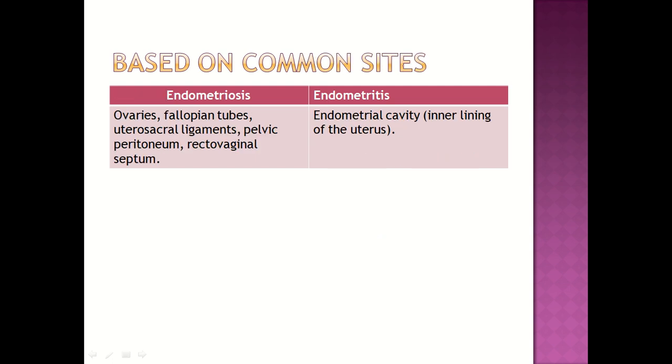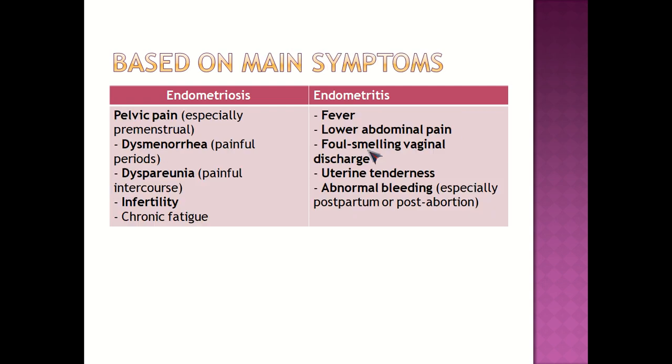Based on common sites, endometriosis occur on the ovaries, fallopian tubes, uterosacral ligaments, pelvic peritoneum, rectovaginal septum, while endometritis occur on the endometrial cavity, that's the inner lining of the uterus.